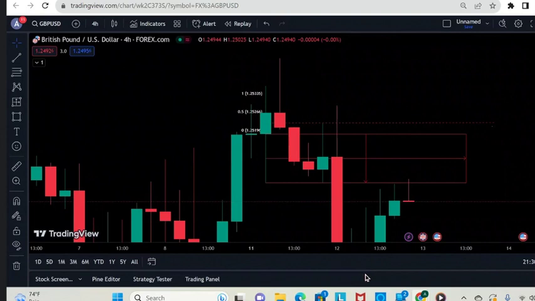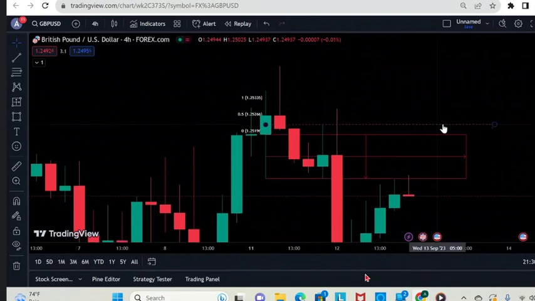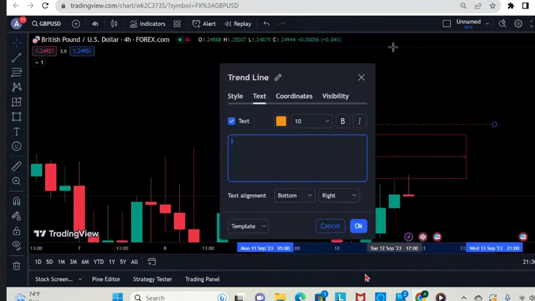So go ahead and label that bearish OB mean threshold, and then put 4 hour. I use green for 4 hour, so you could just use green until you want to change it to another color in the future.